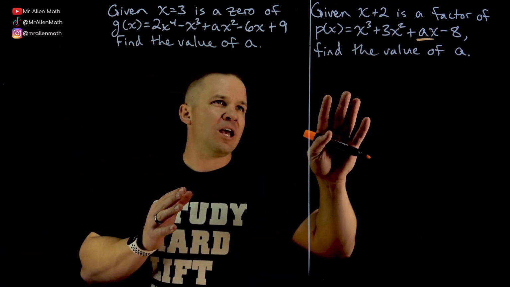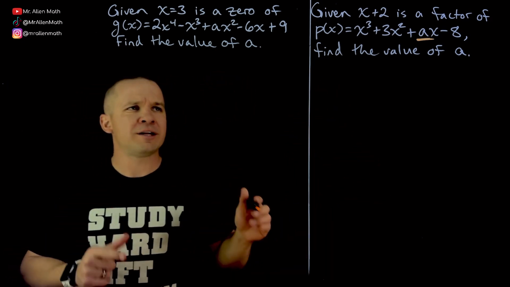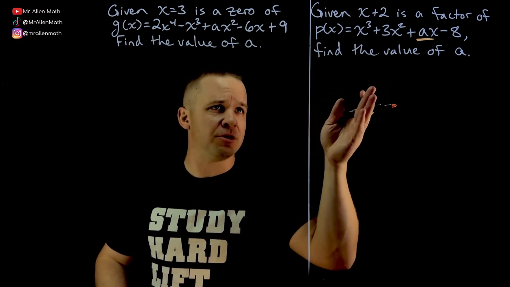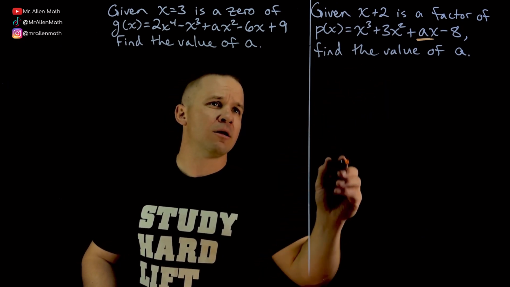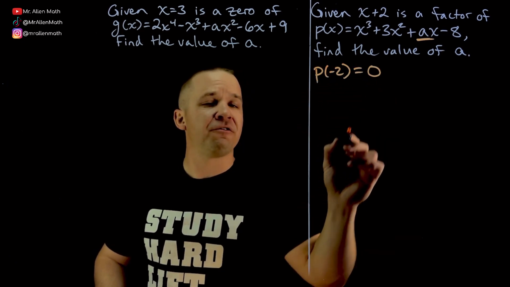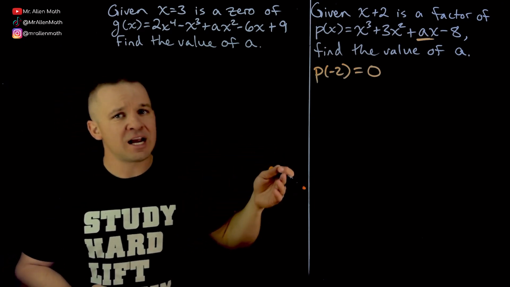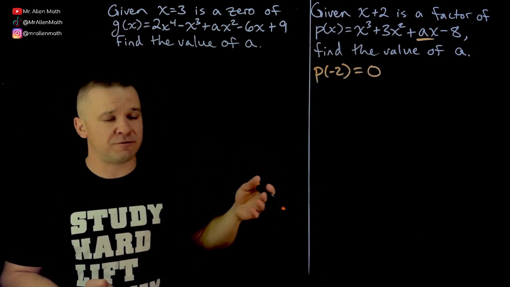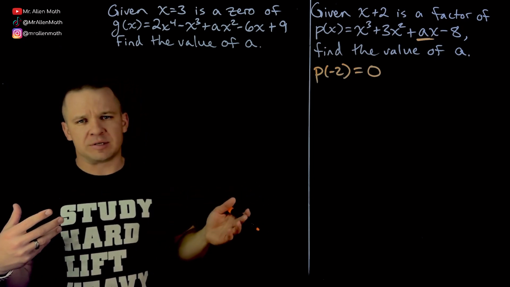So, if x plus 2 is a factor, what does that tell me? Well, that tells me that when x is equal to negative 2, this function equals 0, right? Meaning if I were to substitute in negative 2, my function equals 0, right? X plus 2 is a factor. X equals negative 2 is the 0. It's an x-intercept, negative 2 comma 0. So the function equals 0 at that point. So how do I use this information?